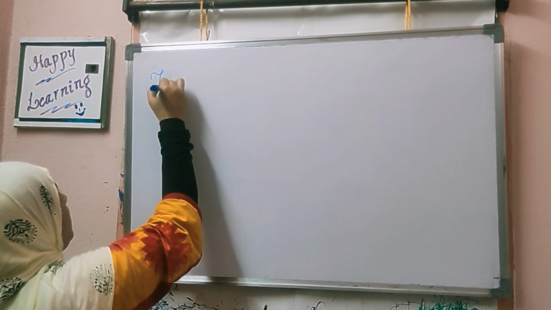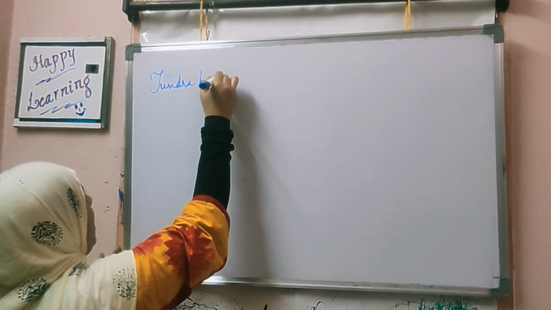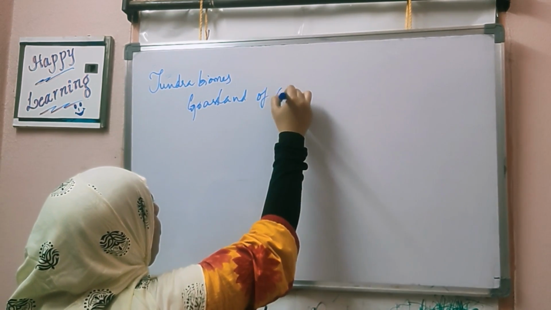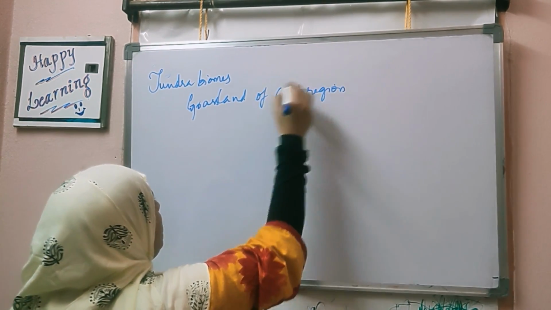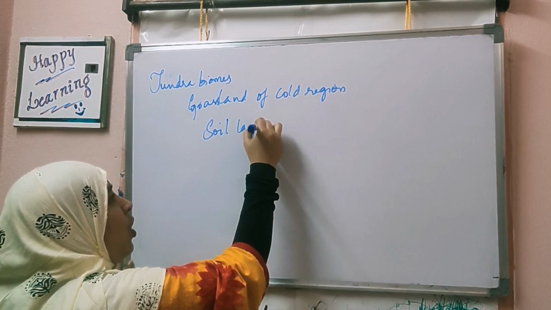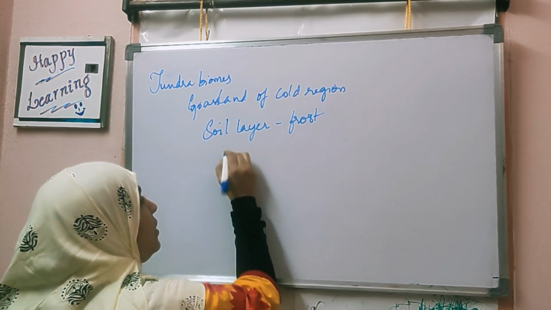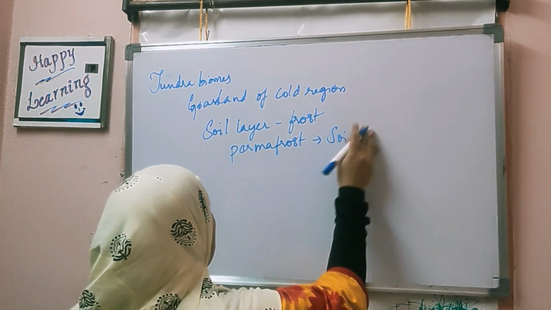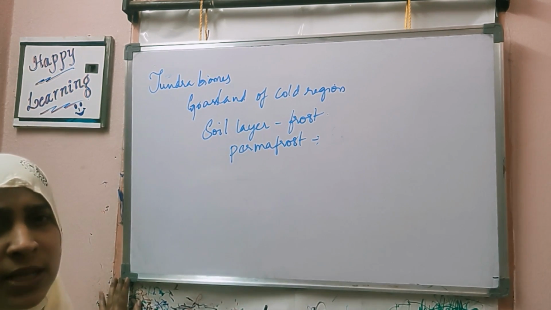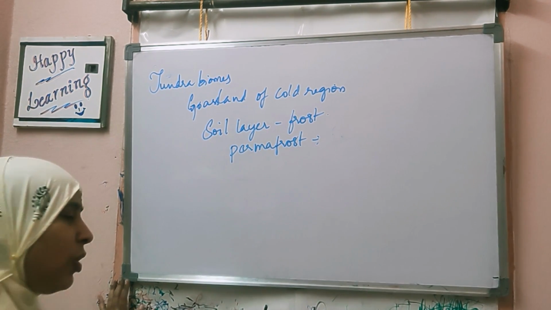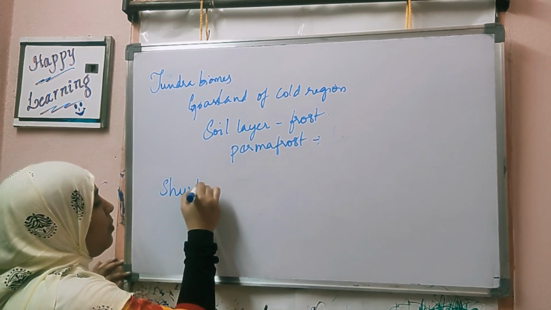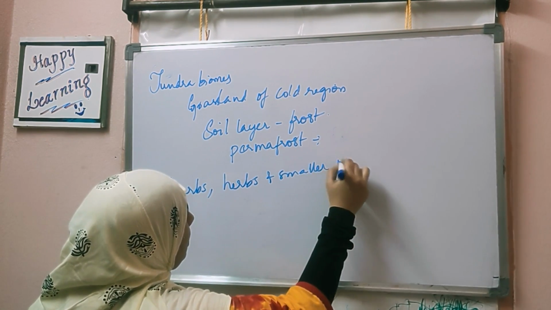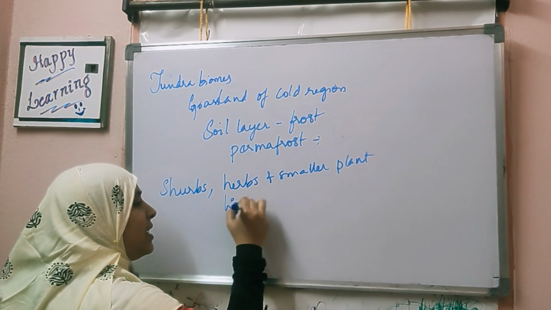Tundra biomes are grasslands of cold regions. In this region, the soil layer is always covered with frost. That's why it is called as permafrost. Permafrost means soil layer which is covered with frost all the time. The plants that grow here are usually shrubs, herbs, smaller plants. You can see lichens here.